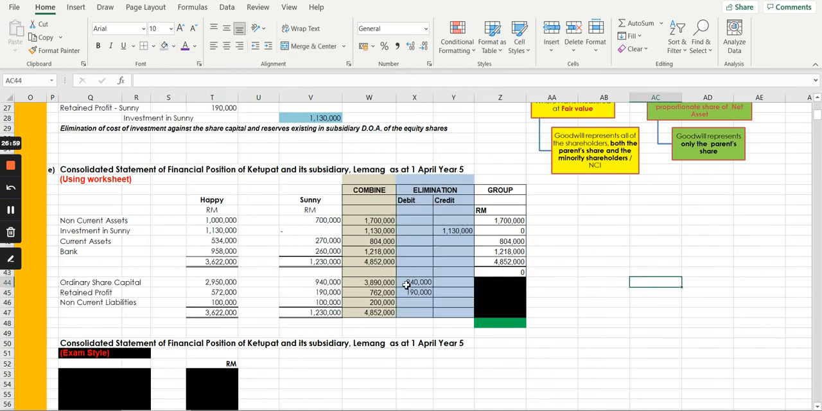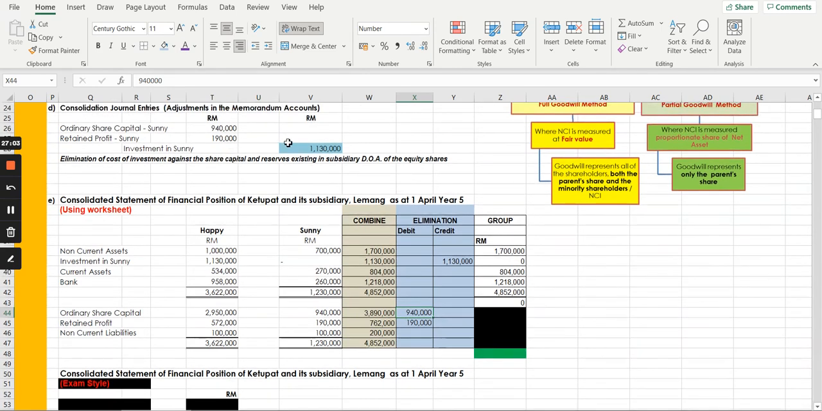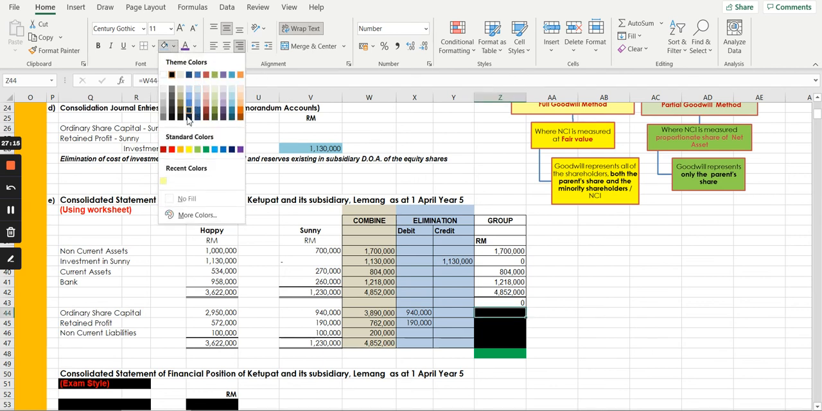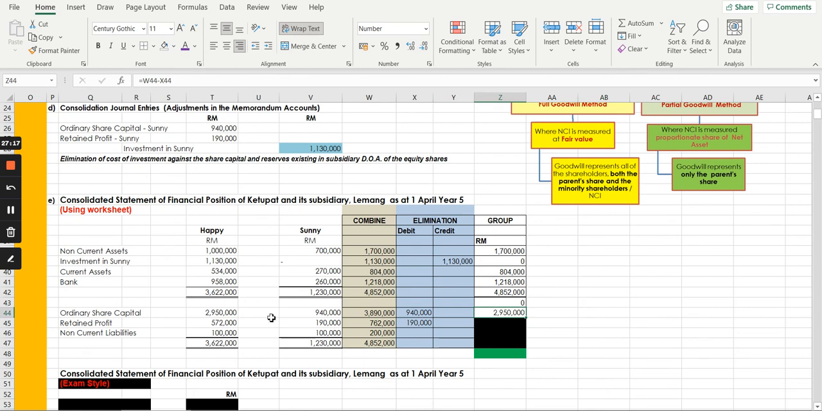Sorry about this. So 940,000, you go and debit your share capital. So 3890 minus 940 will give you the figure 2950, which is just the one of the parent. Remember I told you the one in the subsidiary company must be eliminated.